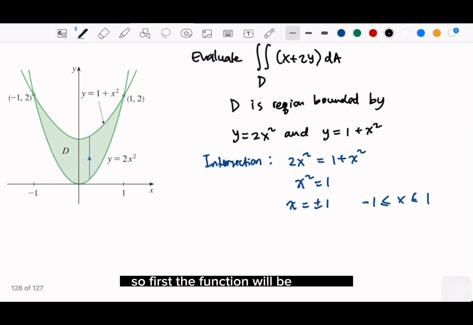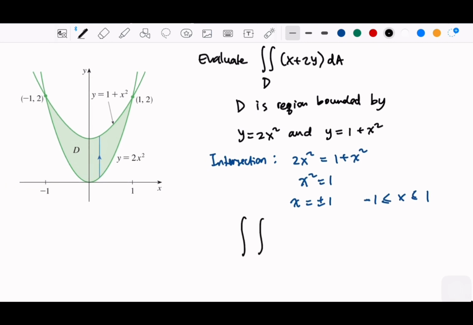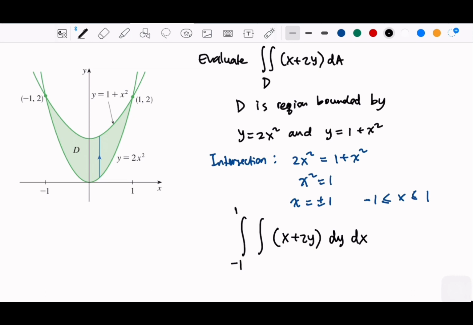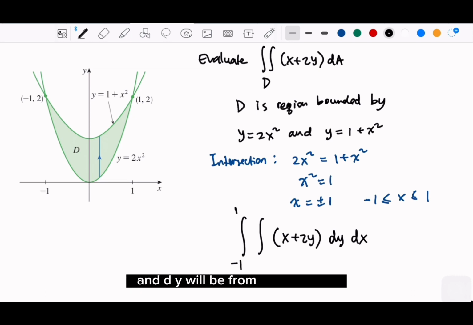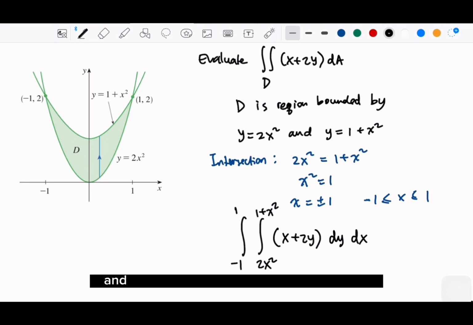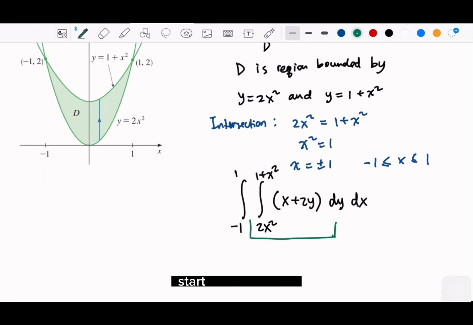So first, the function will be defined as a function of x, which means y. So we could write down this is dy dx. dx is from -1 to 1. And dy will be from 2x squared to 1 plus x squared. And then we are going to integrate as usual. Start from here first, and then later we take the outer one. Okay.